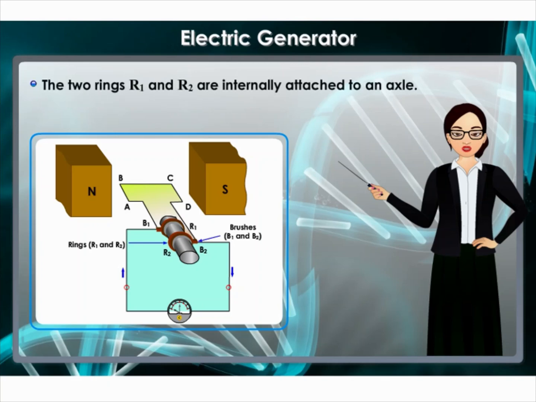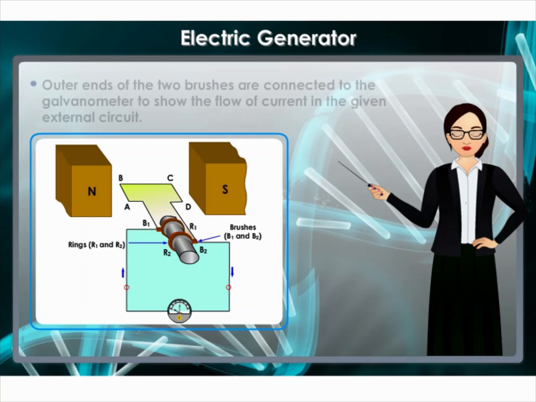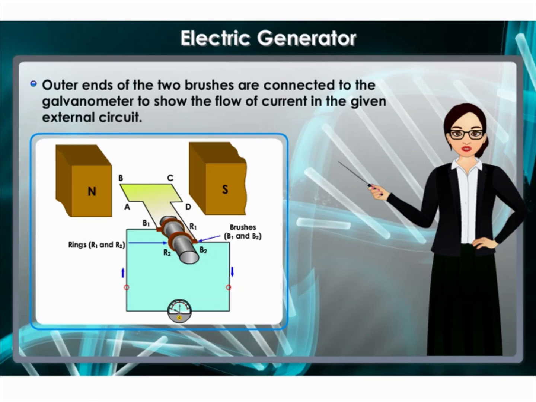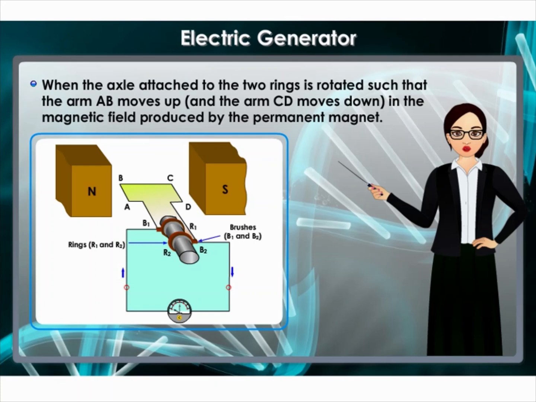The two rings R1 and R2 are internally attached to an axle. The axle may be mechanically rotated from outside to rotate the coil inside the magnetic field. Outer ends of the two brushes are connected to the galvanometer to show the flow of current in the given external circuit. When the axle attached to the two rings is rotated such that the arm AB moves up and the arm CD moves down in the magnetic field produced by the permanent magnet.